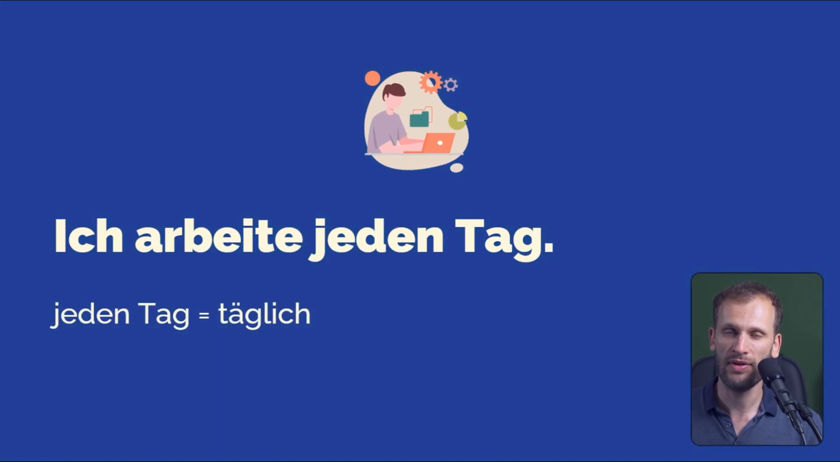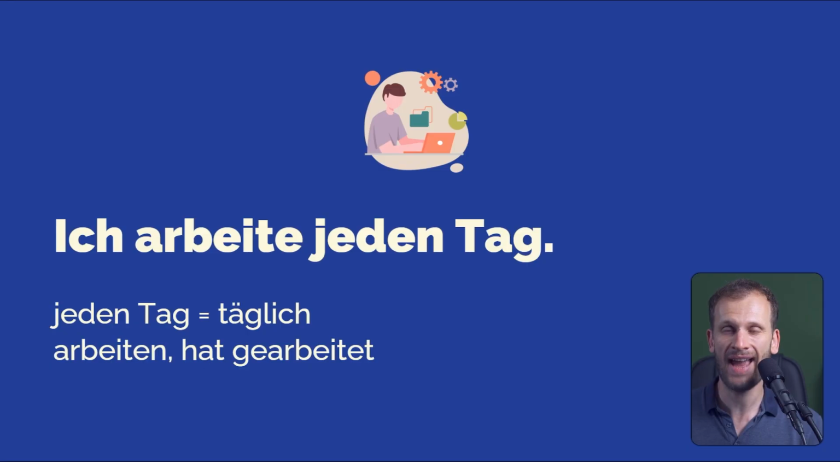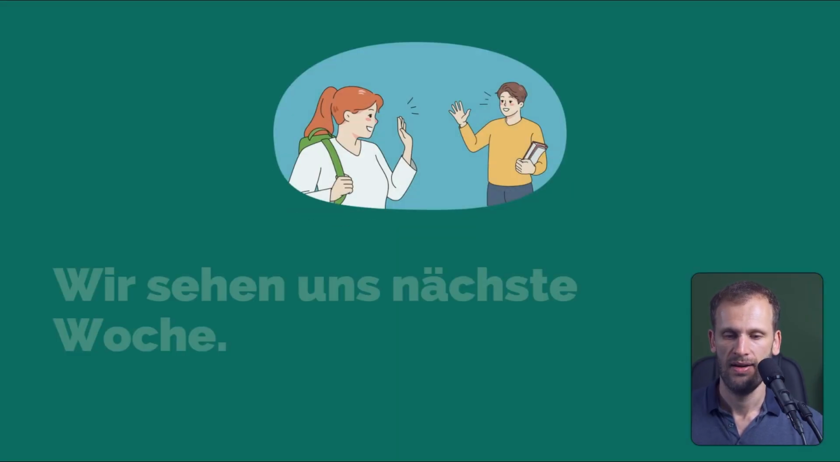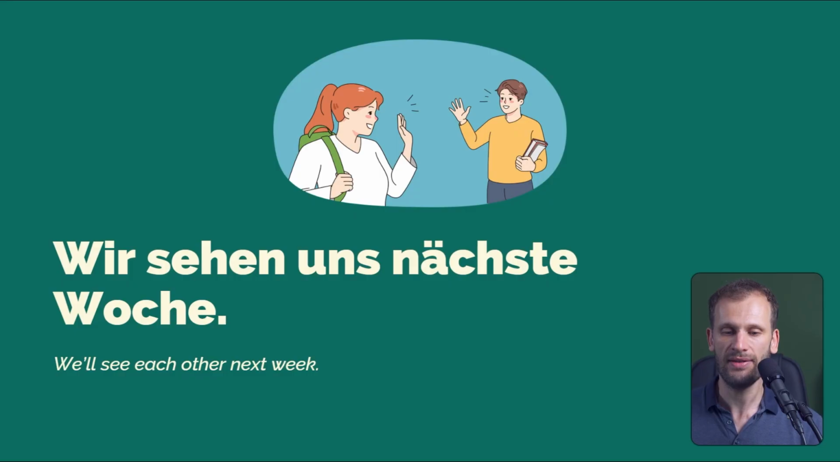In this case, we have an alternative. We have the adverb täglich, daily. And we have the super important verb arbeiten. Arbeiten, hat gearbeitet. It's a regular participle to form. Wir sehen uns nächste Woche. We'll see each other. We'll meet next week. How about this one?